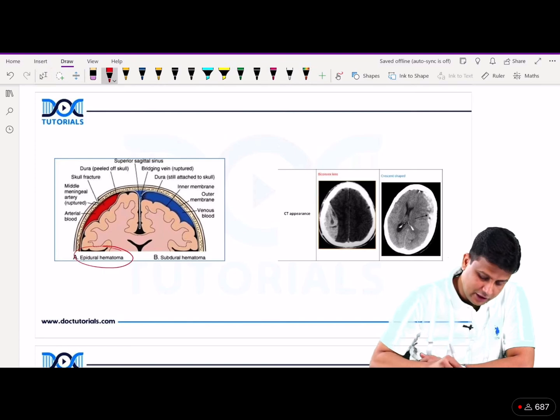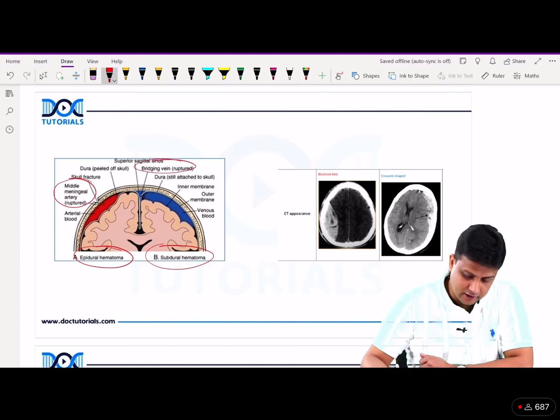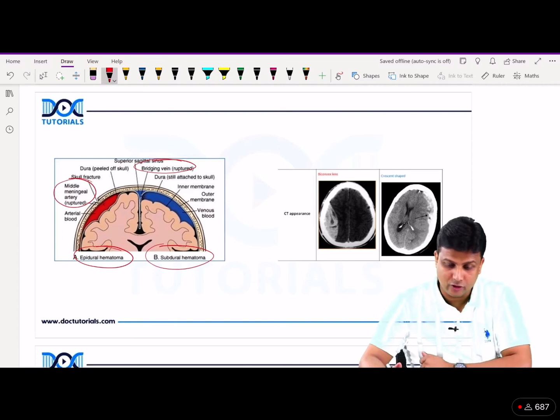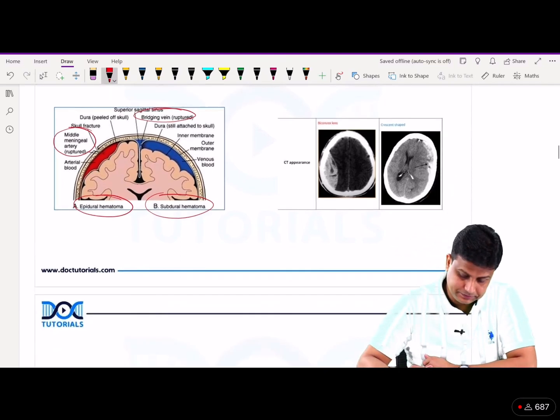So in epidural hemorrhage, what is going to happen? The middle meningeal artery will be ruptured there. Whereas in subdural hemorrhage, what is going to happen? The bridging veins are going to rupture there, guys. And simultaneously, you will also have the radiological image along with this one.